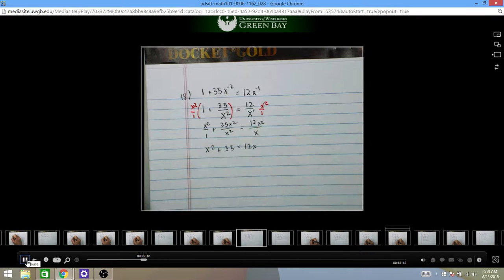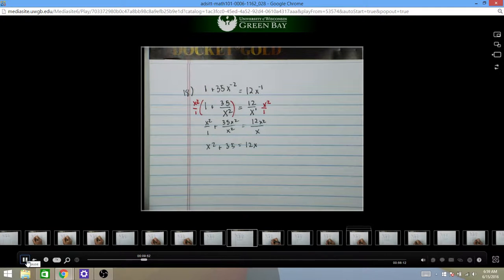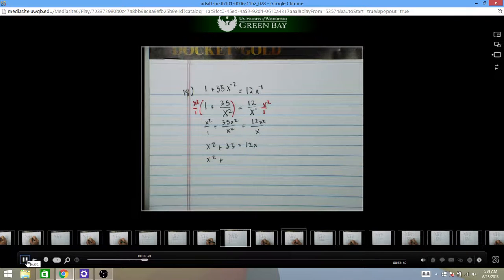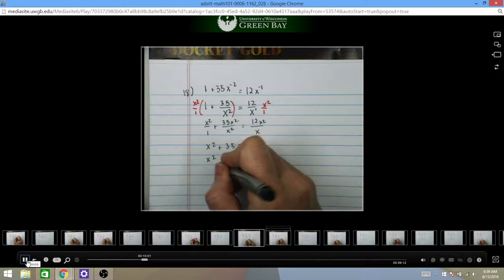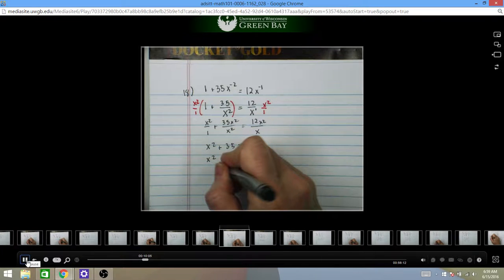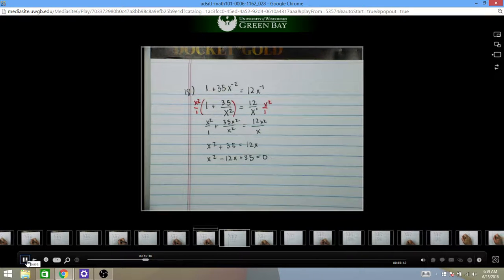When you have a quadratic equation, when you have an x squared like that, you should go ahead and get a 0 on one side. So we'll get minus 12x on the left. And then hopefully you can factor the other side. So 0 on one side and factor the other. This does factor as x minus 7 times x minus 5.